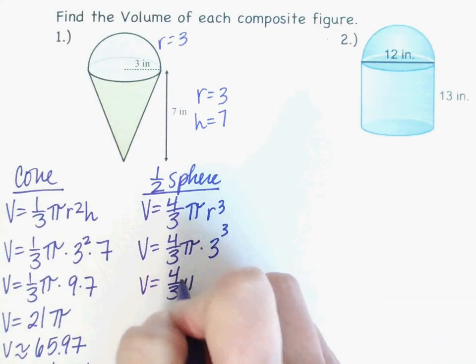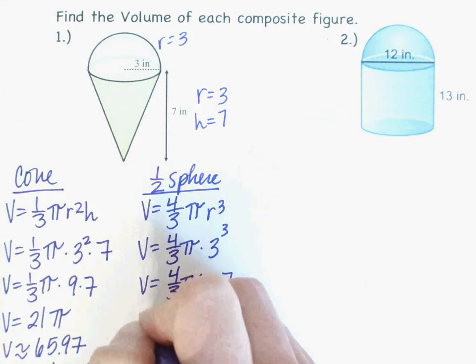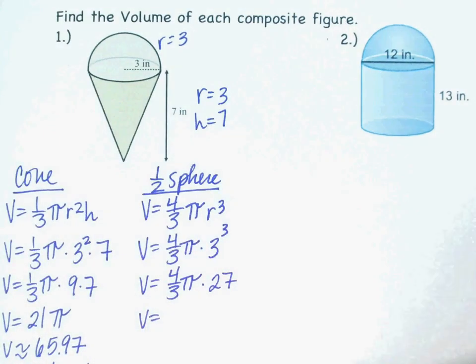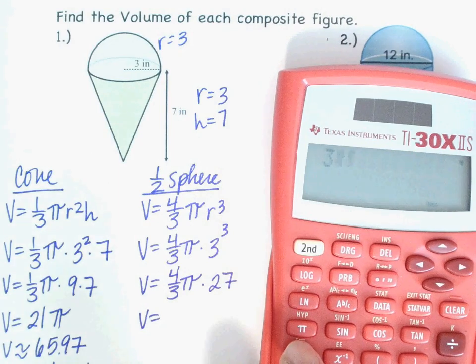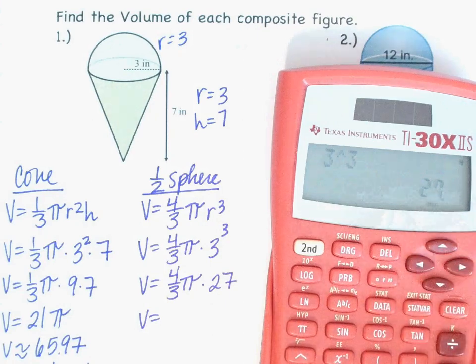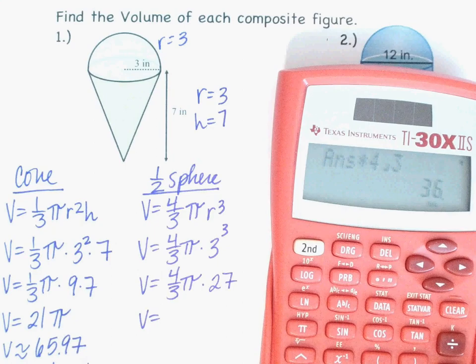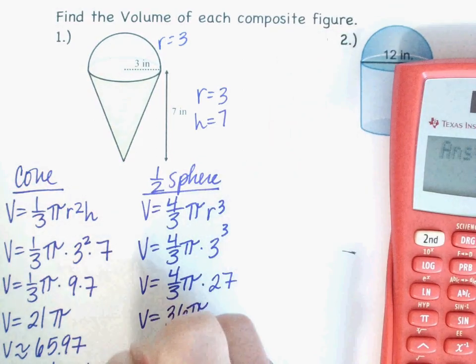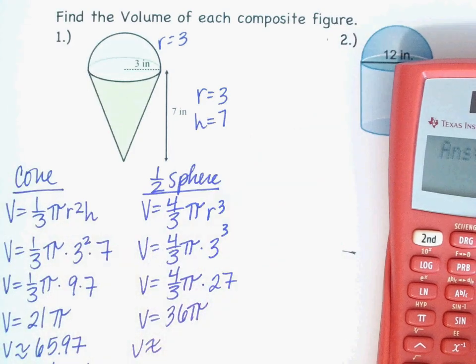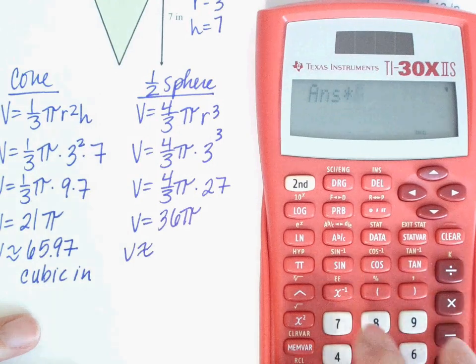And then starting with my exponents, 3 to the power of 3 is 27. Next, I'm going to multiply my coefficients together. So, just a quick reminder, if you didn't know how to do the power of 3, it is right here. Power of 3 is 27, and I'm going to do times 4/3, and that's 36, so I have 36 pi. Next, I'm going to calculate that out and then round to the hundredths. So 36 times pi.